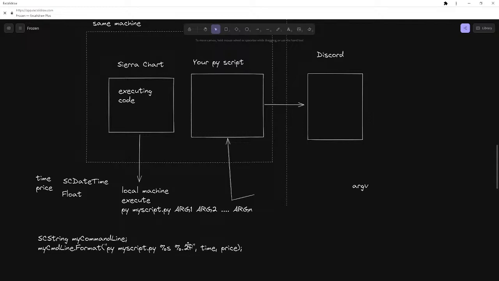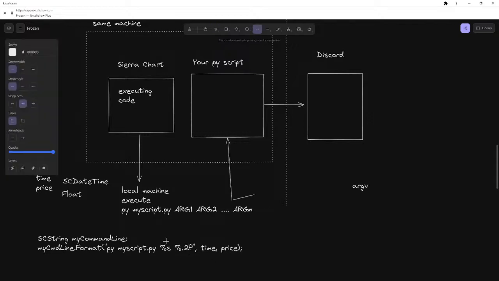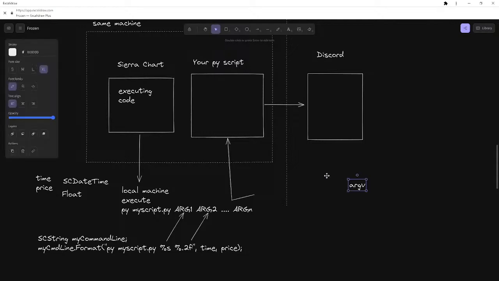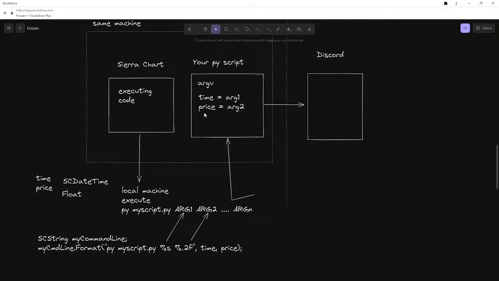What that will do is time will get sent to this, price will get sent to this, and then inside your Python script, the first thing you're going to do is say, hey, what arguments got passed in? Time equals this, and price equals that, and then you can go ahead and put that into your call that you make over to the Discord side.